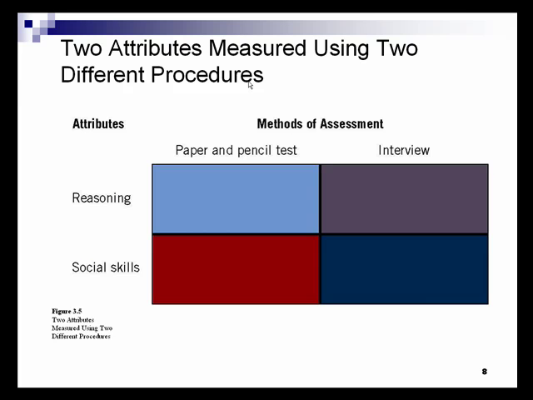Another way of looking at the difference between content and process is to look at the following table. On the left are the attributes of reasoning and social skills. On the top are the different methods that we can use to measure these attributes, reasoning and social skills. So we can use a paper and pencil test to measure both reasoning and social skills, and an interview to do both as well. So once again, content does not equal process.